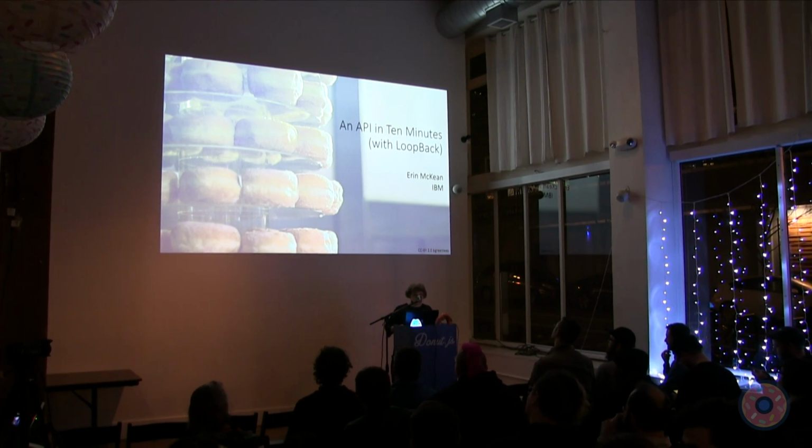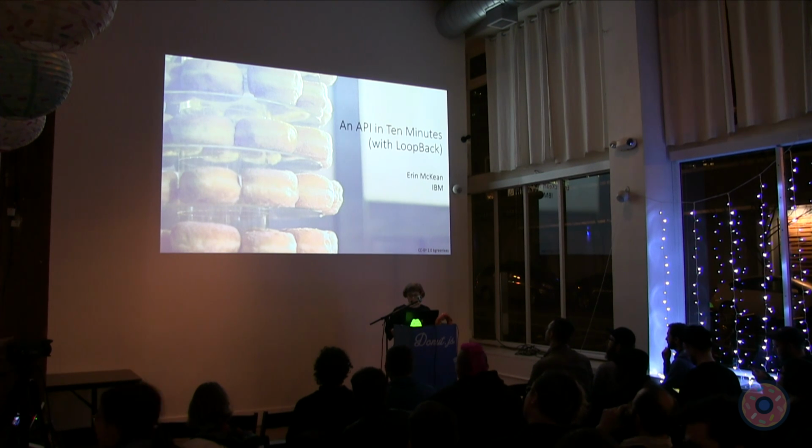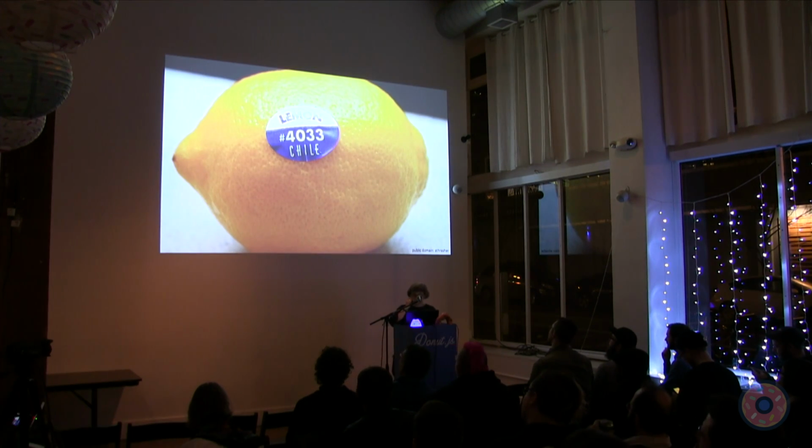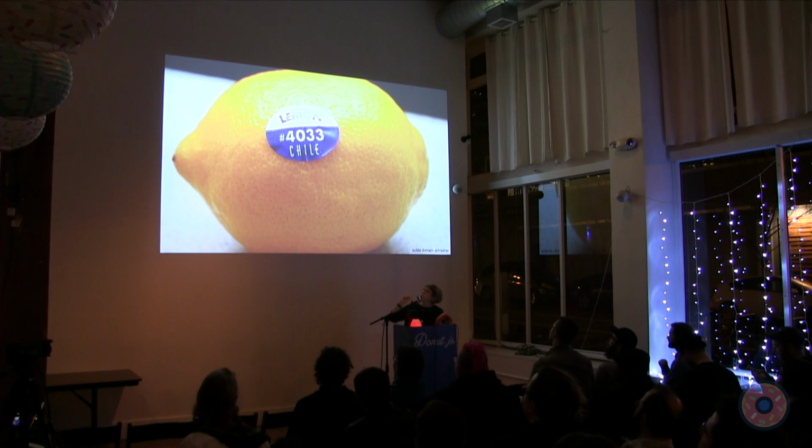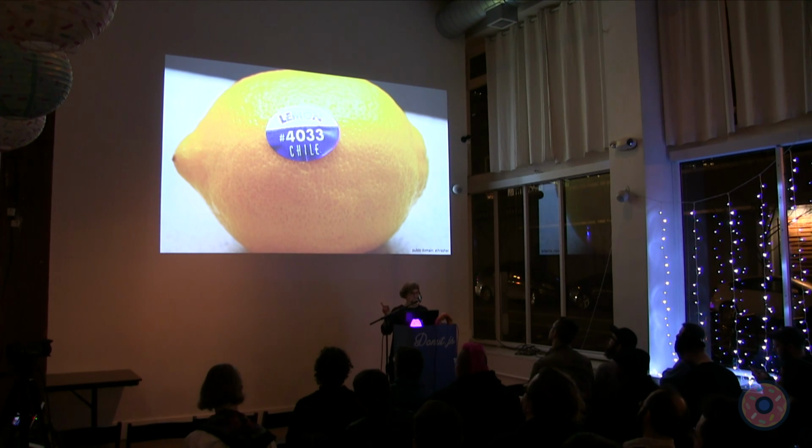to talk about an API in 10 minutes with LoopBack. I know that this is about donuts, but I want to talk about fruit. Specifically, I want to talk about those stickers on fruit and vegetables too. You've all seen these stickers, right?